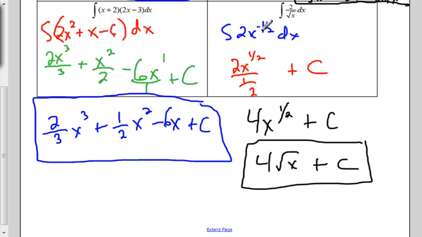Okay, so we add 1 to the exponent. So it's going to be 2x to the 1/2, divide by the new exponent, new power, and then 2 divided by 1/2 is the same as 2 times 2 over 1, which is 4. So 4x to the 1/2, and we're going to write that as 4 square root of x. And again, we're dealing with an indefinite integral, so there can be an infinite number of possible solutions, so we have to add this constant of variation. So that is the plus c.